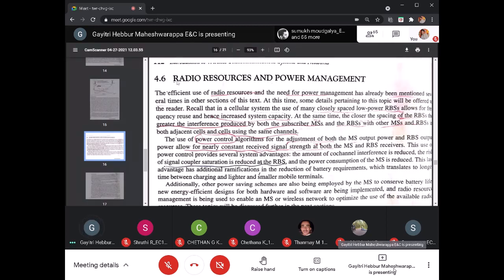So in a cellular system, we use many closely spaced low power radio base stations, and it helps frequency reuse and hence increases system capacity. At the same time, the closer the spacing of the radio base stations, the greater the interference produced by both the subscriber device and the radio base station with other mobile stations in cells using the same channels.